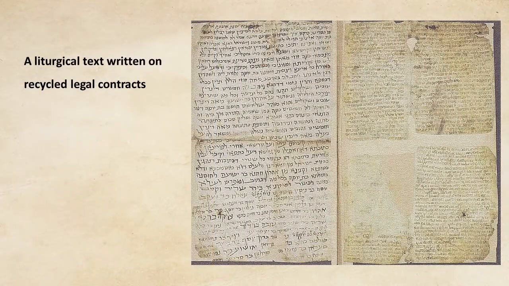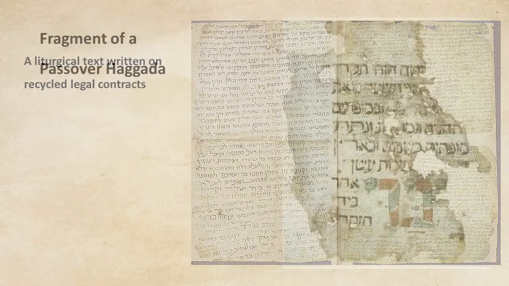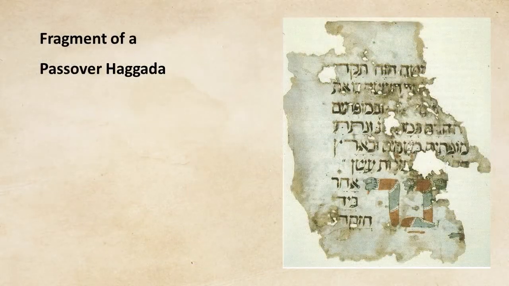This is a liturgical text written on recycled legal contracts. So you can see what's below and then what's on it, but it's a liturgical text with recycled material. And what is this? A fragment of a Passover Haggadah. We know what the Haggadah is because of the blood libel stuff, and the cute, funny letters in the shape of people.